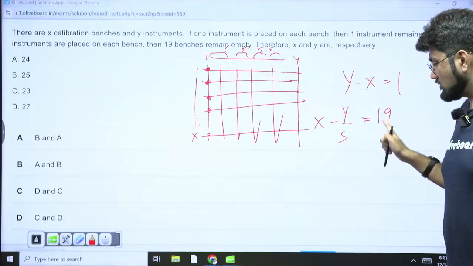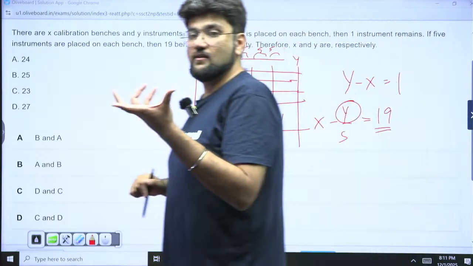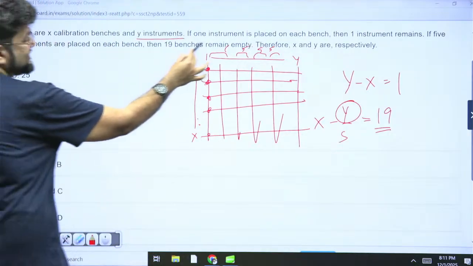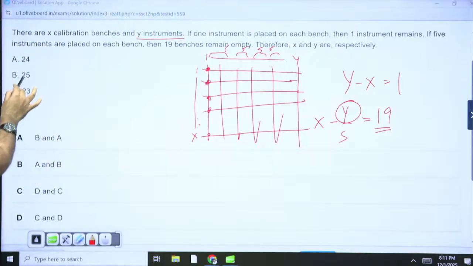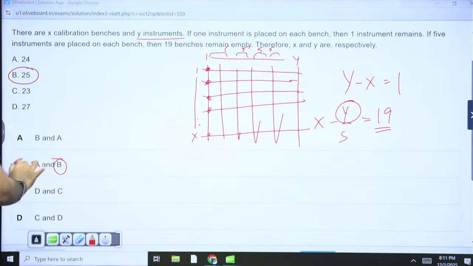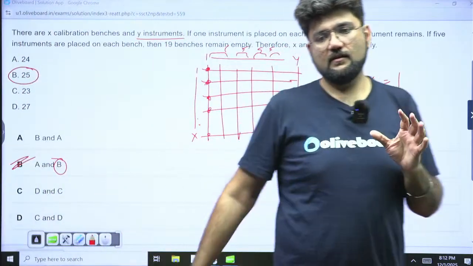This is only possible with an integral answer if Y is divisible by 5. What is Y? Y are the instruments. The question is asking us, therefore, X and Y are... So Y is the second value. Y has to be a multiple of 5, which is only 25. So Y has to be B, which is only there in option B. Option B is the correct answer. You could have done this, really, trust me. You could have gotten the correct answer.